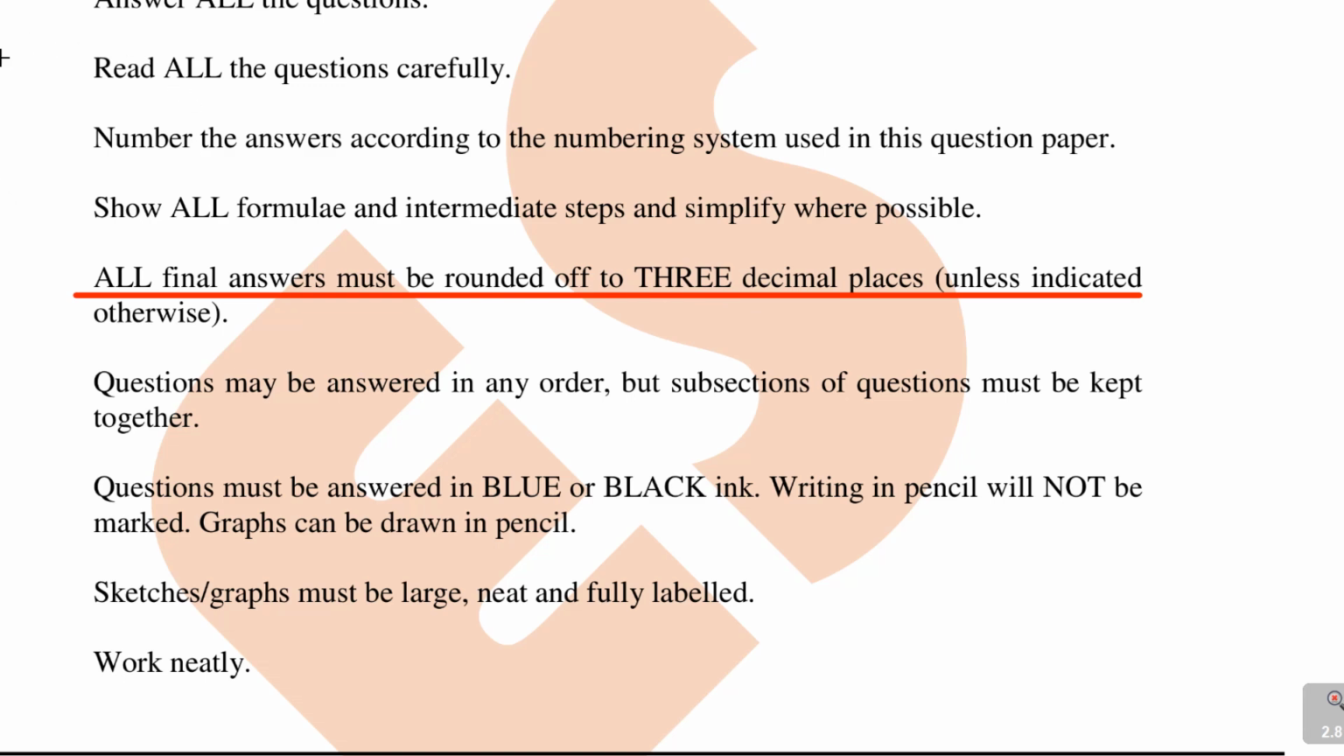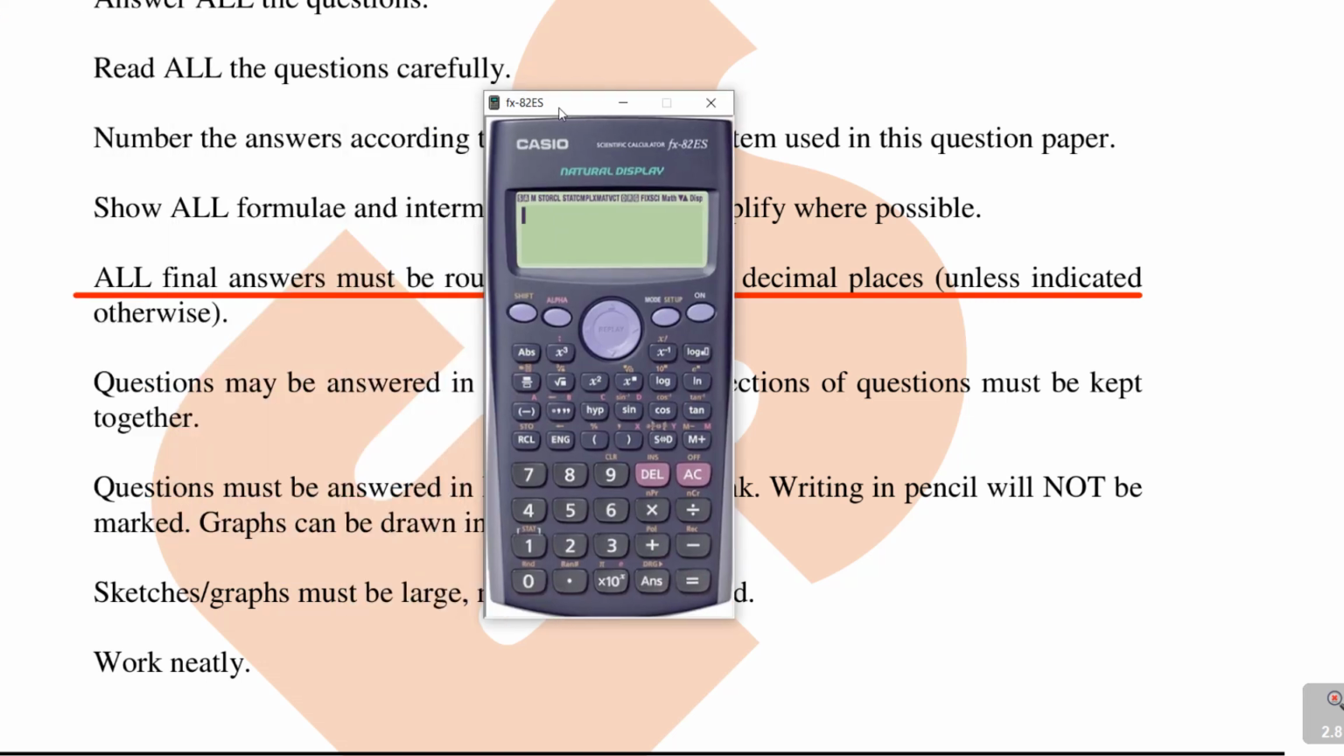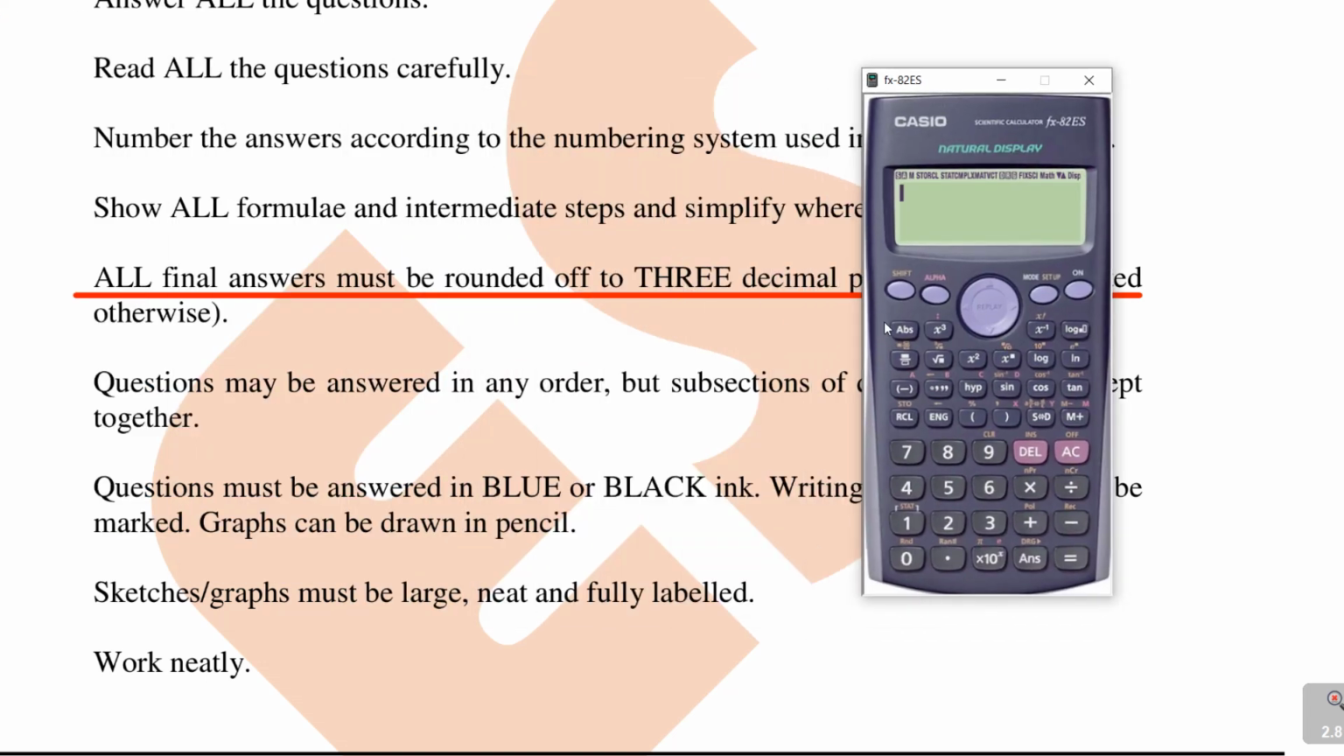Remember your answers must be in 3 decimal places. For example, if I say 8 divided by 3 and press SD, it gives me this. I can round off, and if you are good at rounding off, that is fine, but your calculator can do it too. Press Shift, Setup, go to number 6, which is Fix. It says we must leave it to 3, so you put 3 there. Then when you press SD, your calculator is now rounding off to 3 decimal places. You can use that by default.